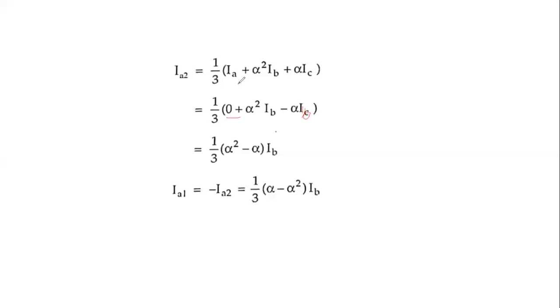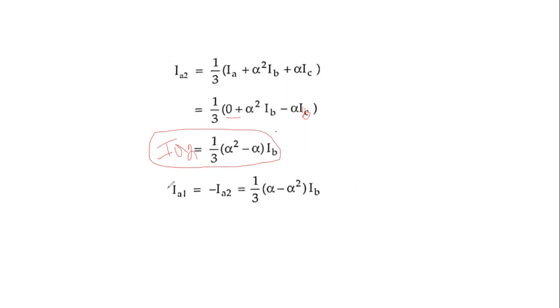We substitute IA equal to 0 and IC equal to minus IB, and take IB as a common term. Therefore, we obtain the negative sequence current IA2, which is equal to 1 by 3 into (alpha square minus alpha) IB. This is the negative sequence current at A phase.